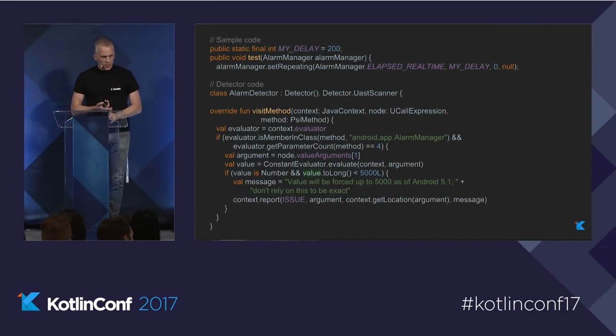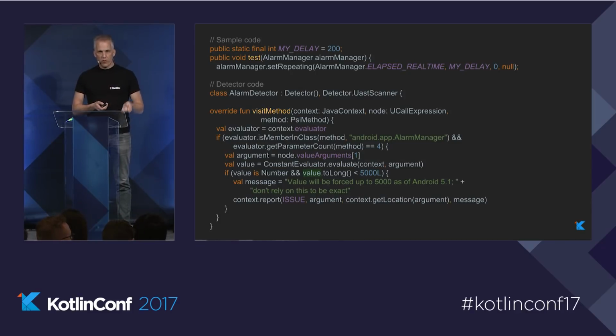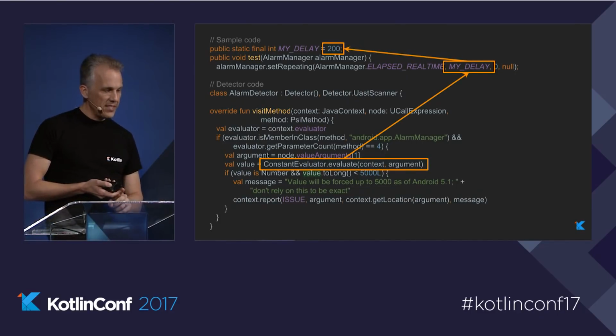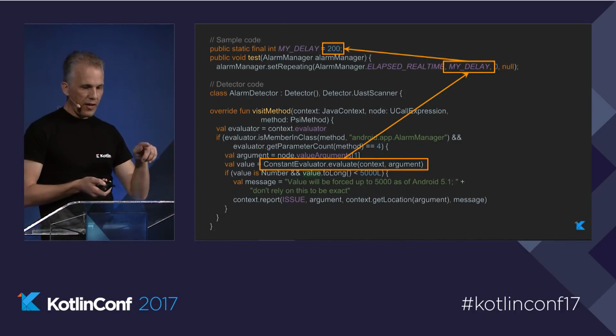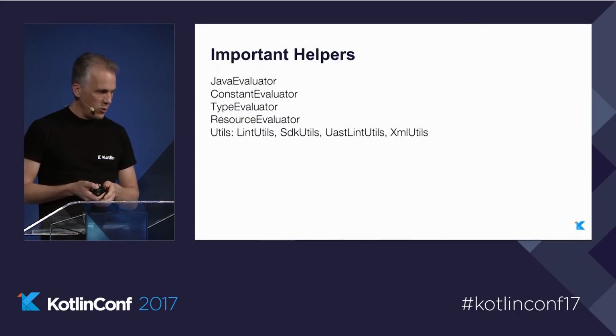So back to our detector. Now we found our method call. We know that it's to the right class. Now we want to make sure that the second parameter is less than 5,000. How do we do that? We call the constant evaluator. So this basically will figure out, given a parameter, it'll walk its way backward, do some flow analysis to figure out that this value is 200 and return that to us. So that's a really handy utility.